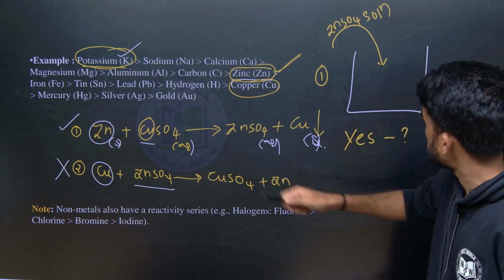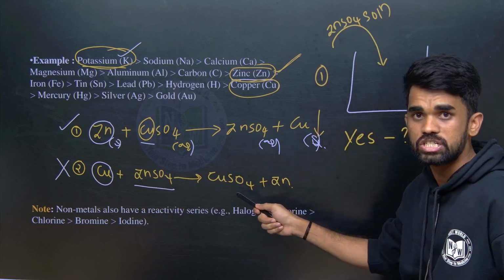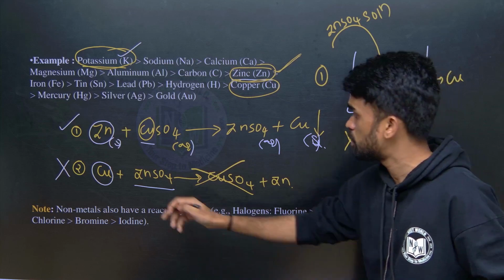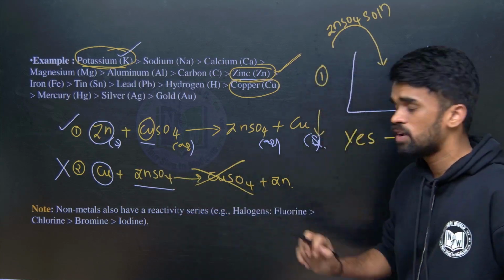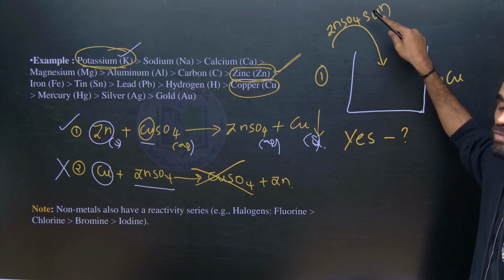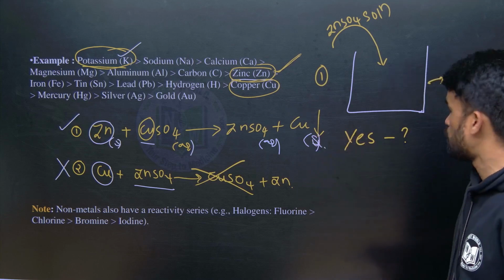See here what we are observing. If zinc sulfate is added to copper, is there any reaction? No, this reaction won't take place. Why? Because copper is less reactive than zinc. Therefore, this reaction will not take place. So we can place zinc sulfate solution in the copper vessel, but the reverse is not feasible.